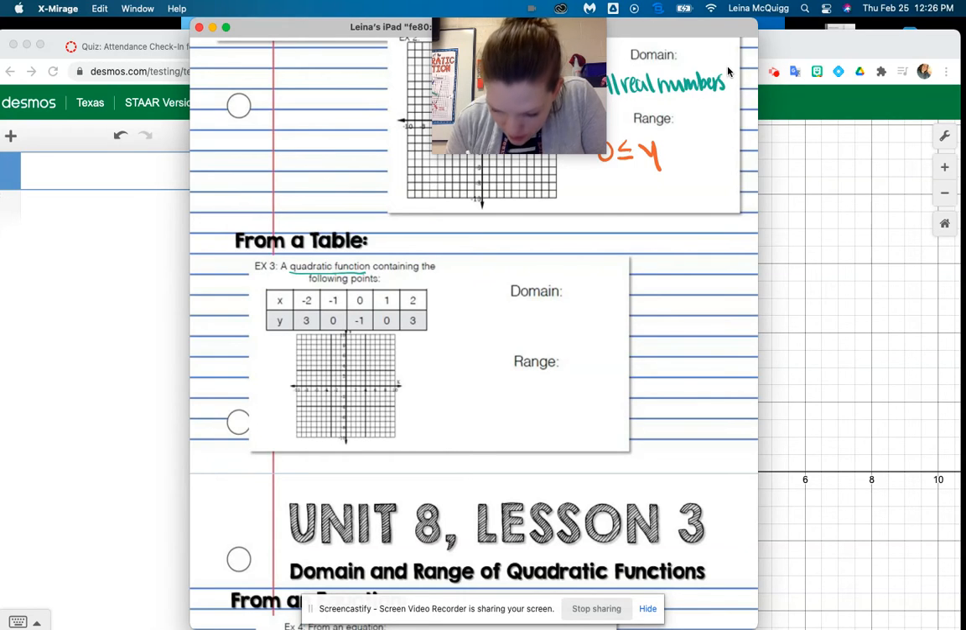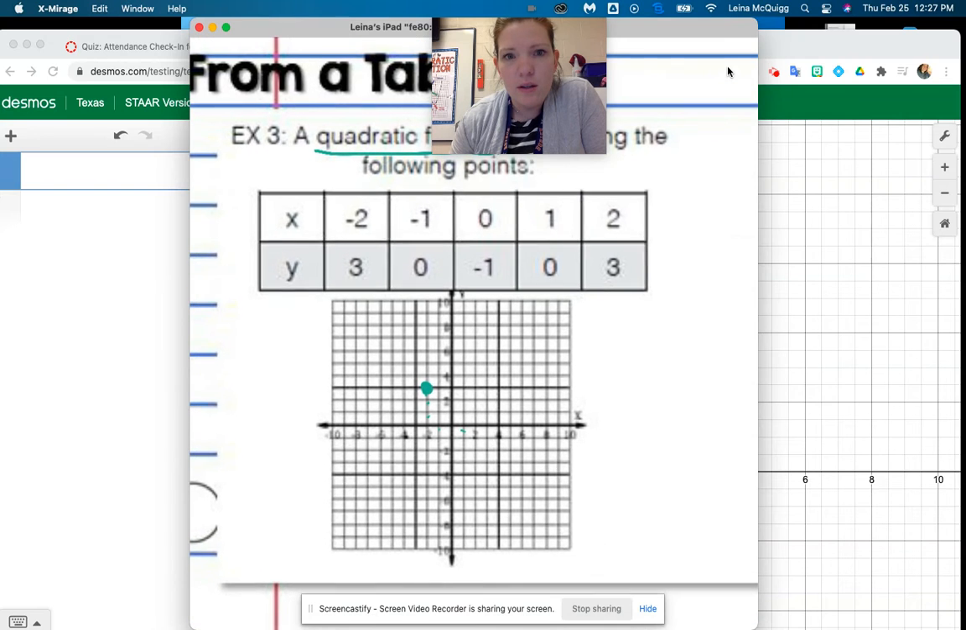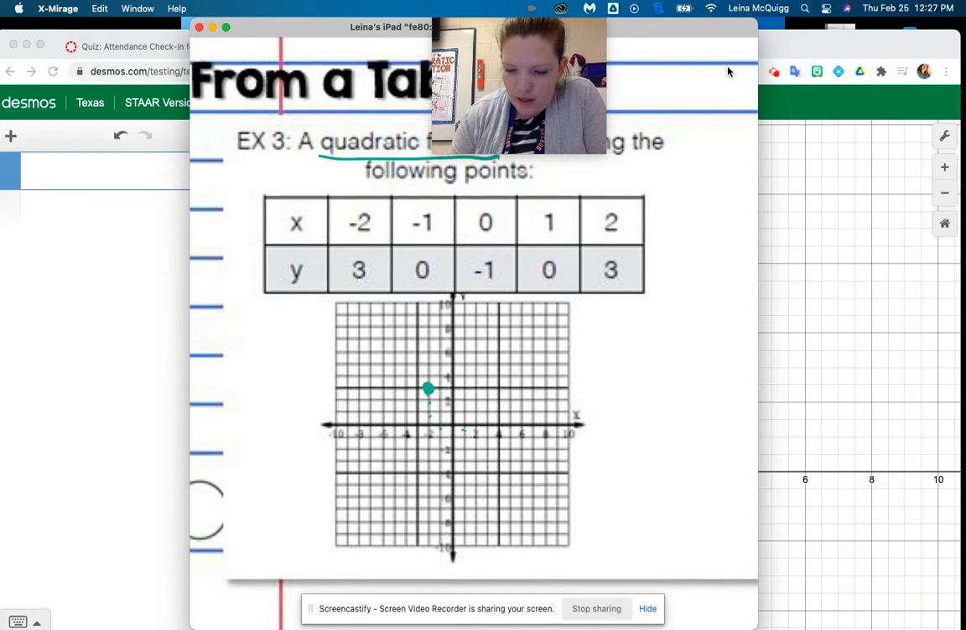So we have -2, 3, so here's a point here. Let me zoom in a little bit so we can see this better. Here we go. Then we have -1, 0, so there's a point. 0, -1 right here. 1, 0, and 2, 3. So this line is going to look something like this, and I don't have anything telling me that it's going to stop anywhere, so I'm going to put arrows on both ends.